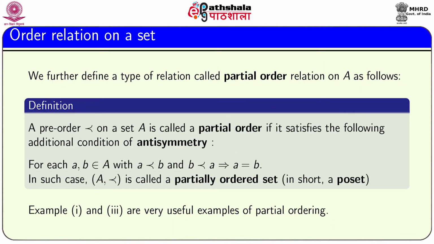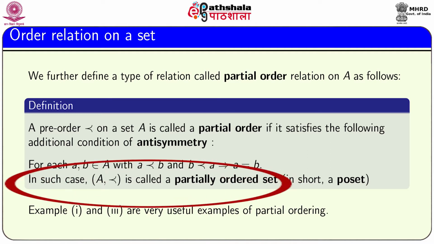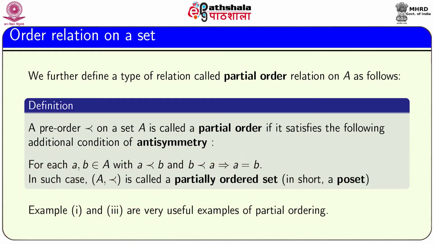With this observation, we define partial order on a set. A pre-order is said to be a partial order if it has an additional condition of antisymmetry. The condition of antisymmetry says that whenever two points a and b are taken from A, a is related to b and b is related to a will imply that a is equal to b. And in such case, the set A together with that partial order relation is called a partially ordered set or a poset.